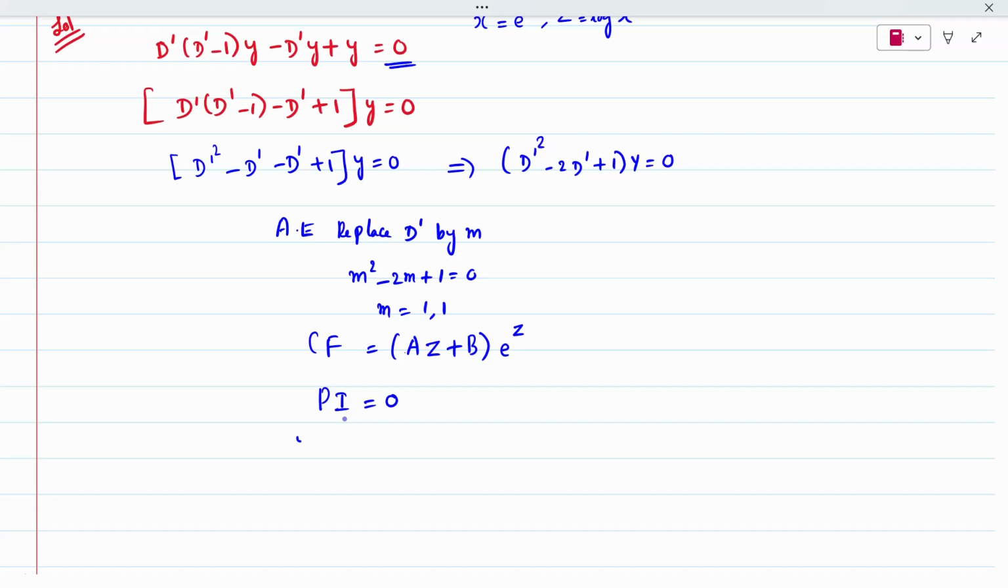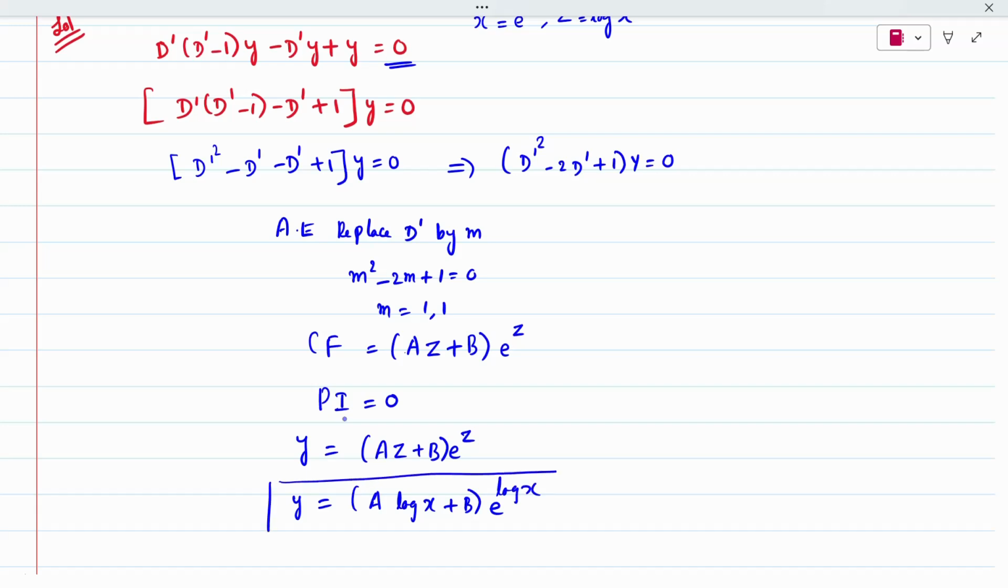Now the solution will be y is nothing but complementary function plus particular integral, (Az plus b) into e to the power z. This is only the solution in z. But I should not write it in z. I should write it in terms of x itself. So z is nothing but log x, plus b as it is. e to the power z is nothing but x. Now you check the answer. It is in terms of x. Okay, completed.